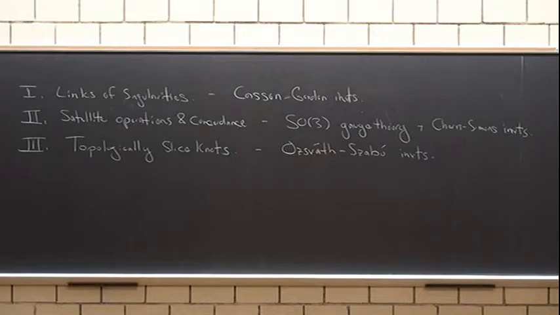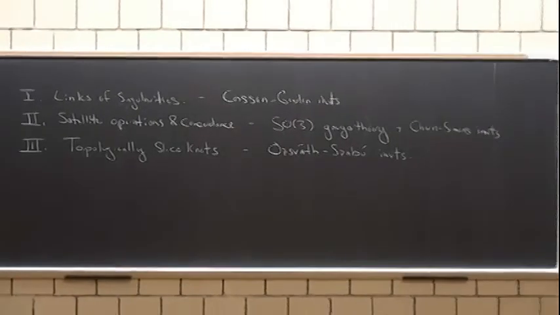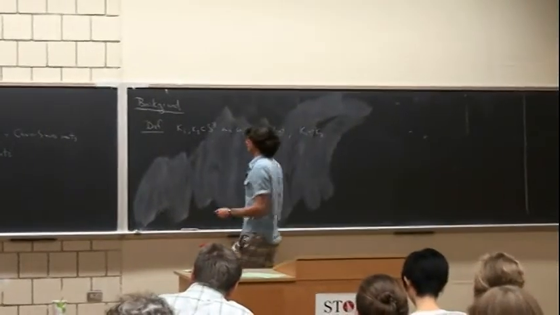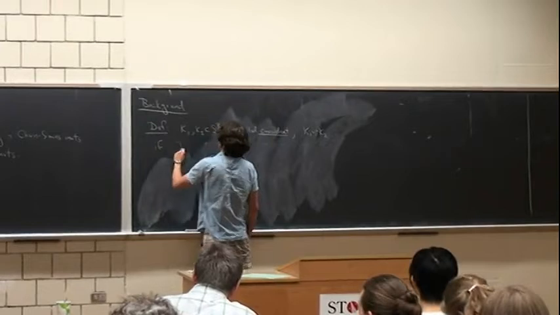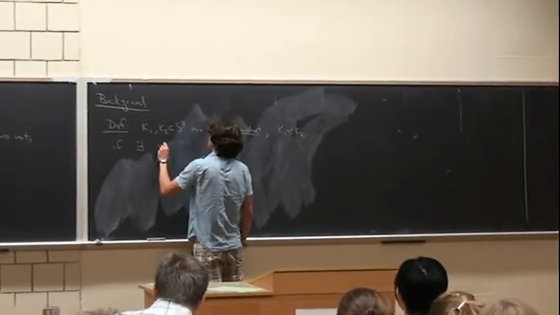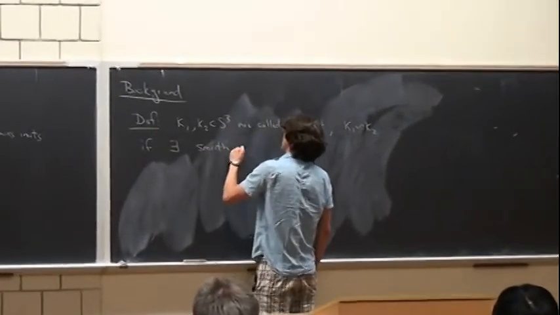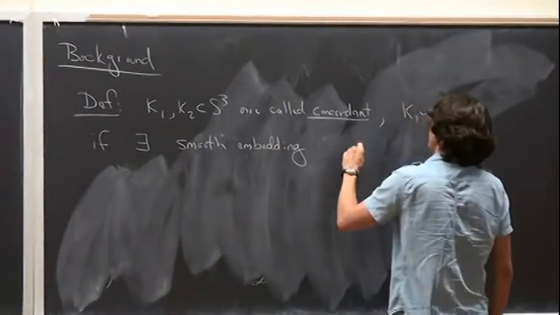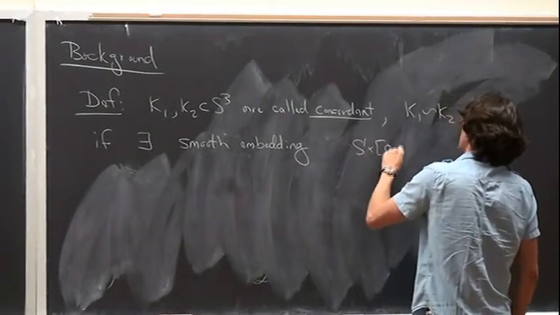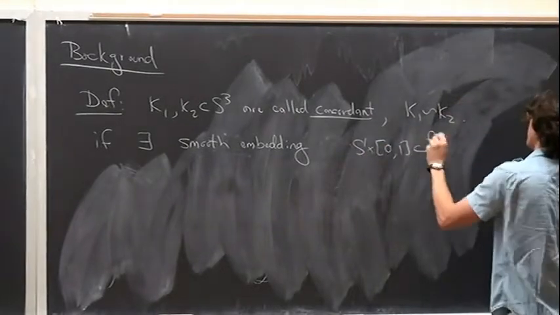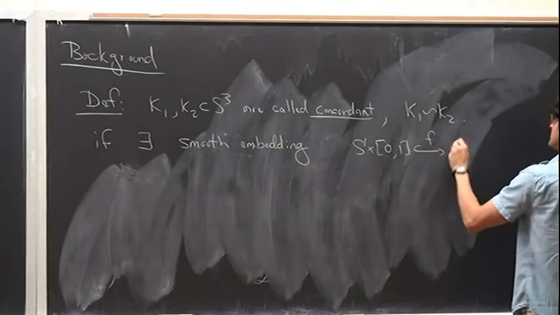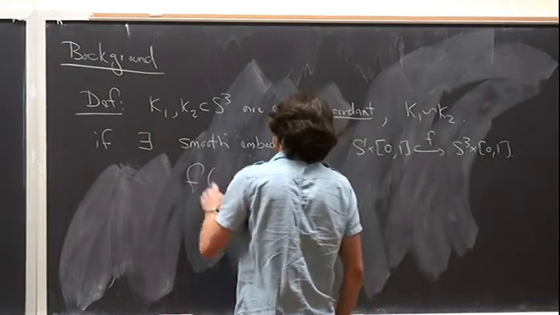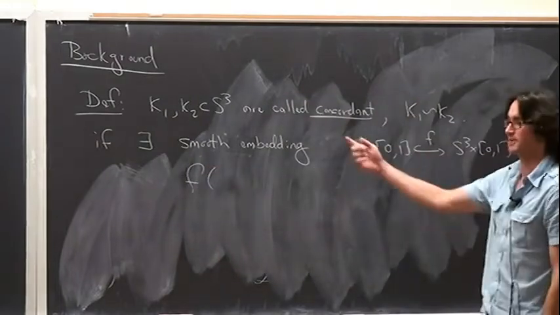And I'll write K1 ~ K2 if there exists a smooth embedding of an annulus into the three sphere cross interval whose boundary gets mapped to our two knots.